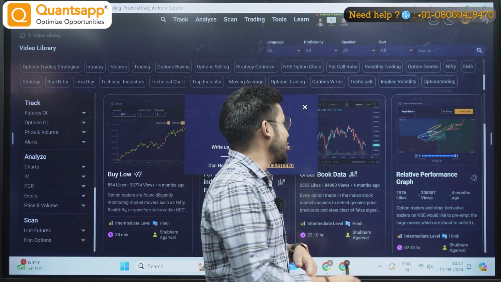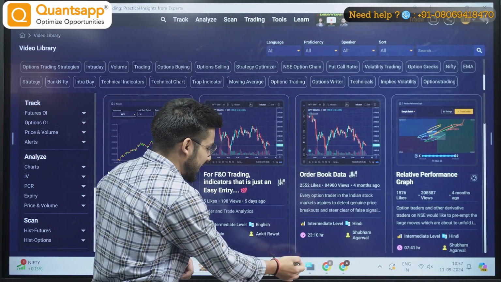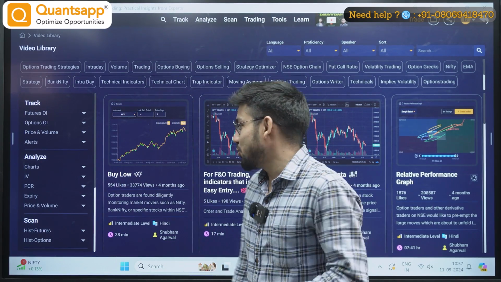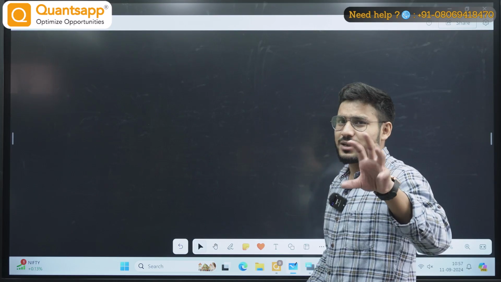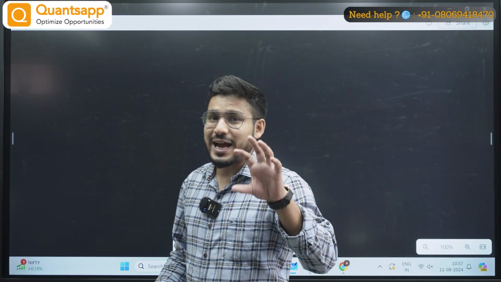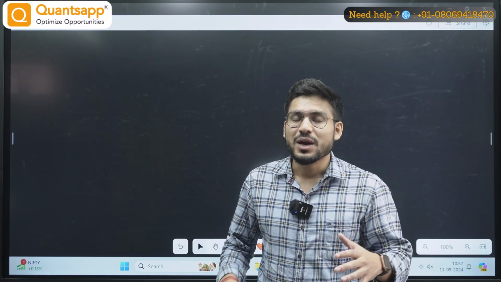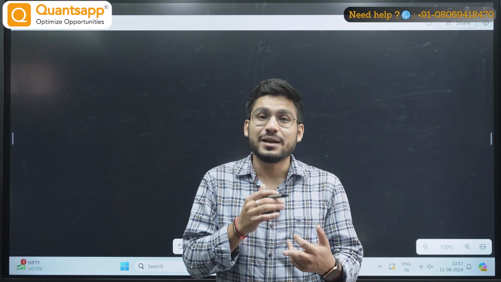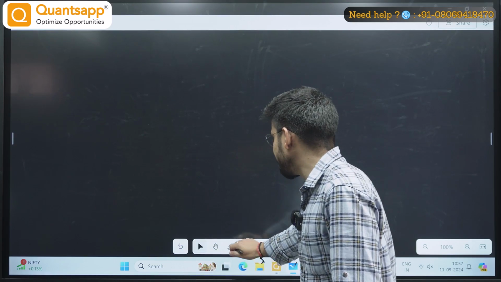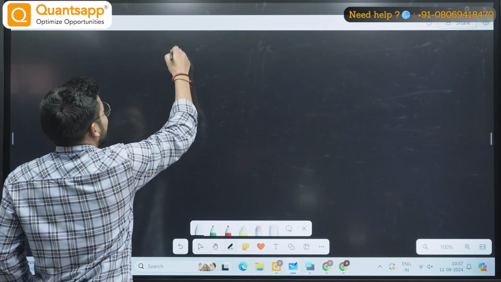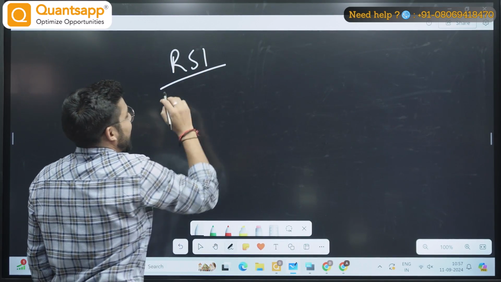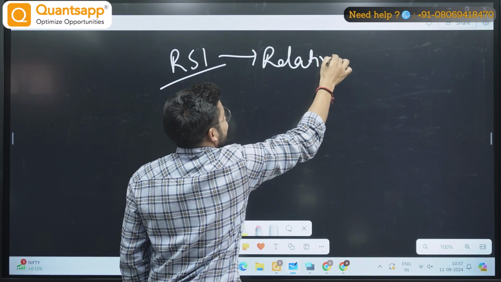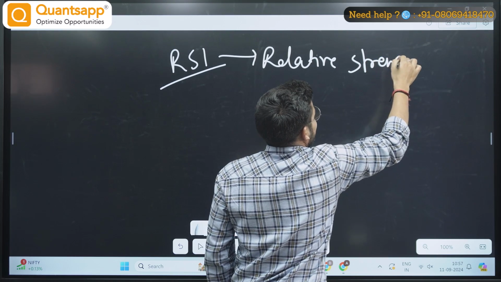Okay, so starting our topic for today, that is RSI trend following strategy. Before starting the video, let me tell you about some things about RSI, what actually the RSI is, because many people have used RSI but they really don't know the real meaning of RSI, right? Let's start. Basically RSI, as the name suggests, is relative strength index.